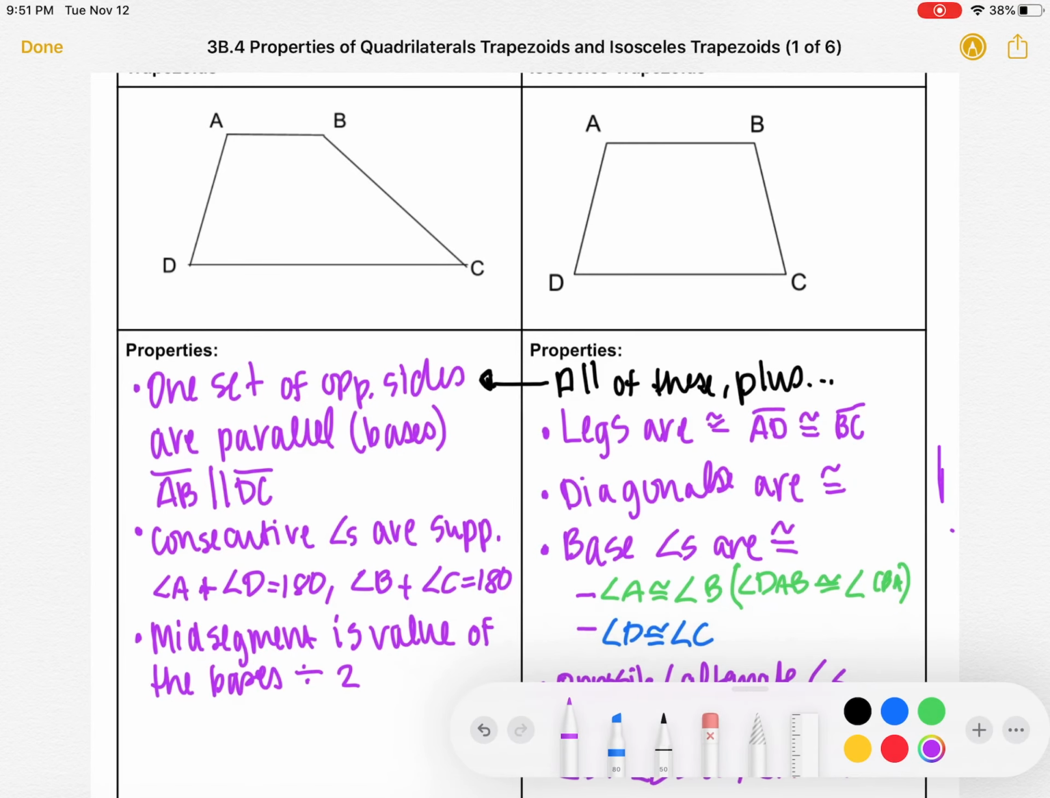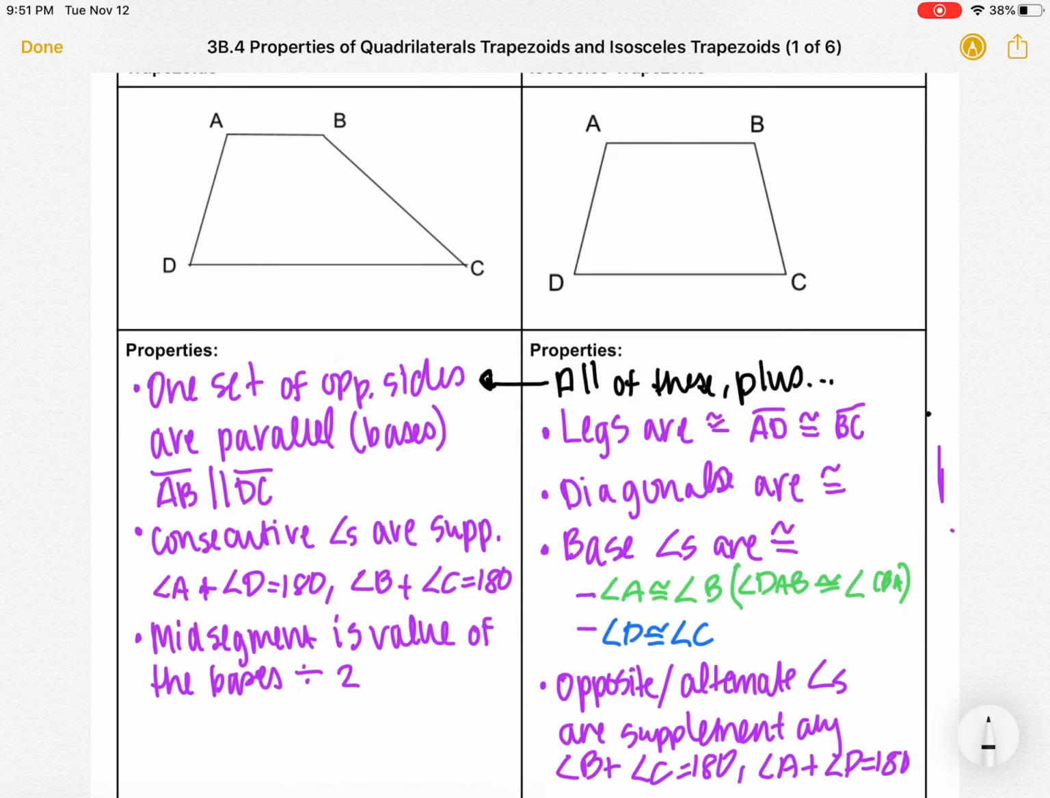Okay, we have 3B.4 notes. So like the last video, I would pause this, copy all that down first because it'll make the marking easier.